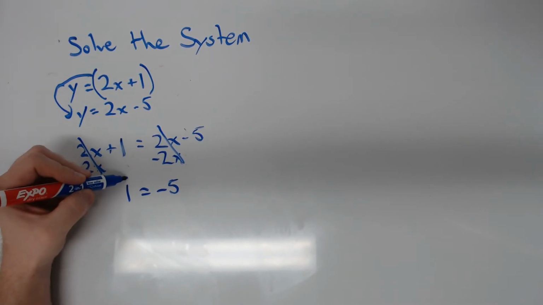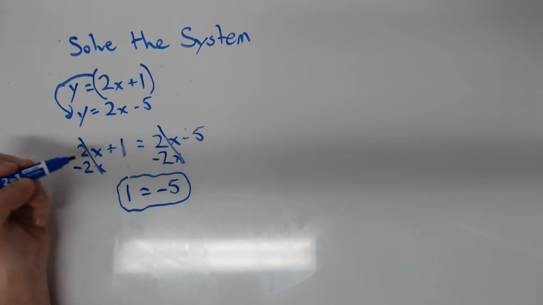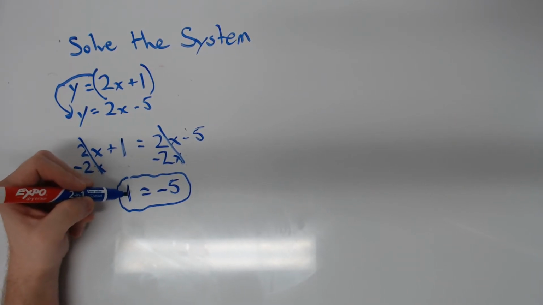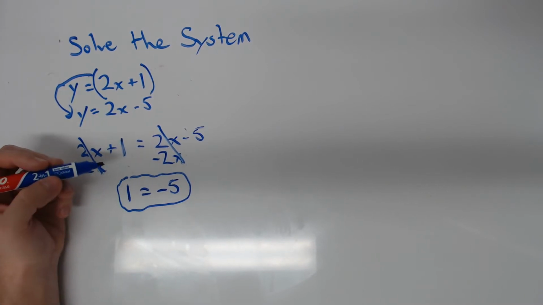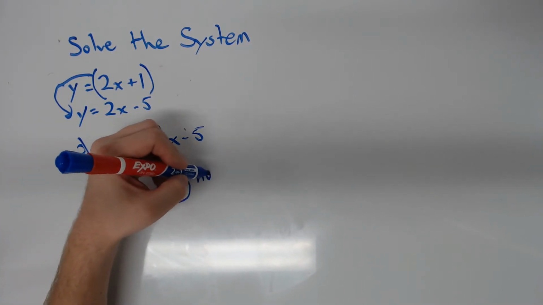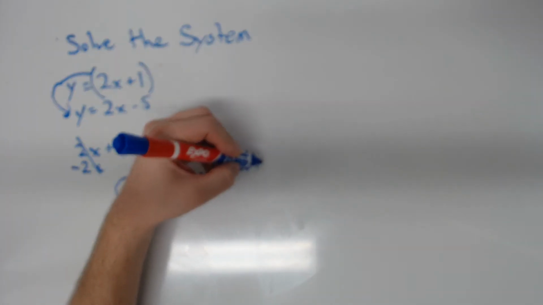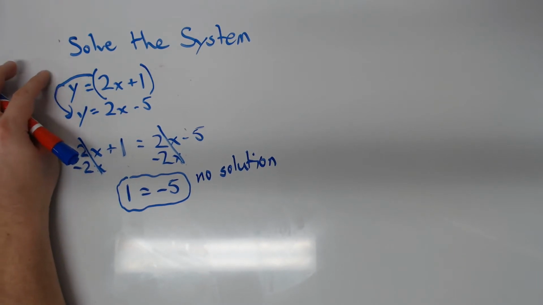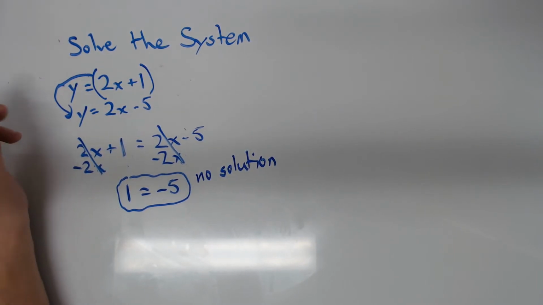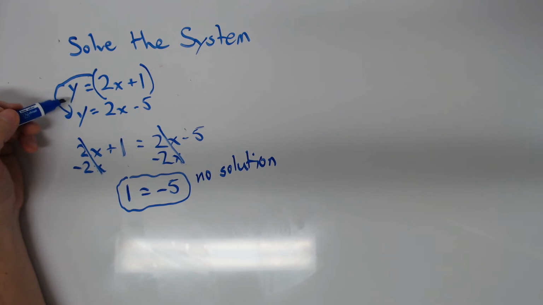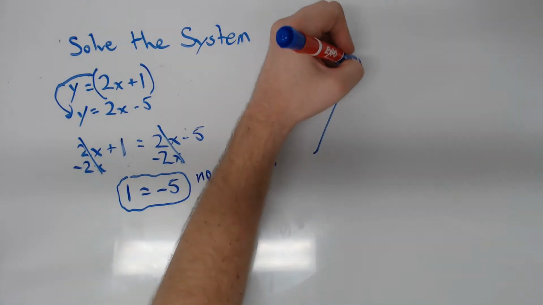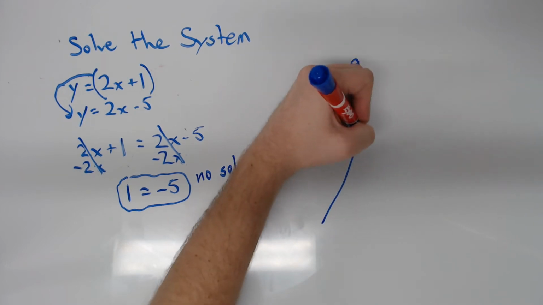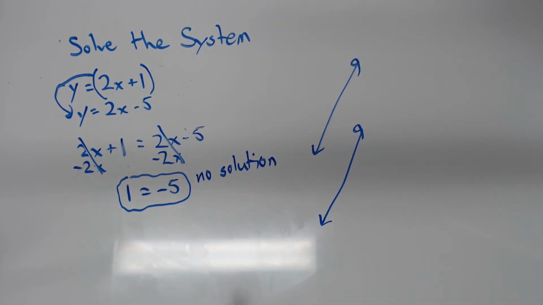And we run into this situation where the variables cancel out. Remember that. The variables cancel out. And we compare what's left over. Does 1 equal negative 5? No. No solution. What this means is we were not able to find an x value. And if we can't find an x value, we can't get an ordered pair. There is not going to be an ordered pair that solves this system because they're parallel. These would be two lines going like this with the same slope that would never cross each other, parallel lines.